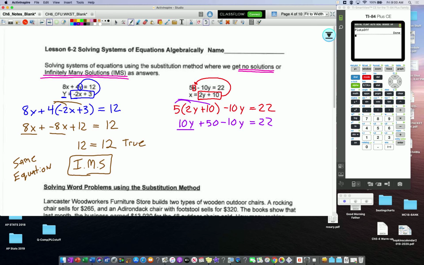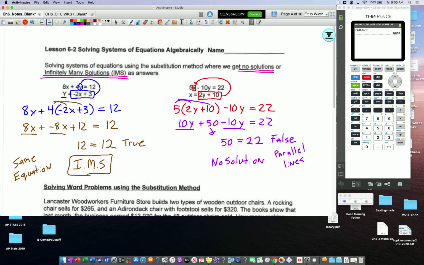So when I combine my y's, 10y and negative 10y, they cancel out. I'm just left with 50. 50 equals 22. Wait a minute. 50 can't equal 22. This is a false statement. Because it's a false statement, that means it's not possible. You get no solution. Okay? So what that means is you have parallel lines.